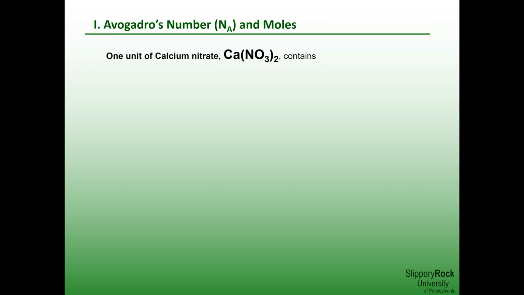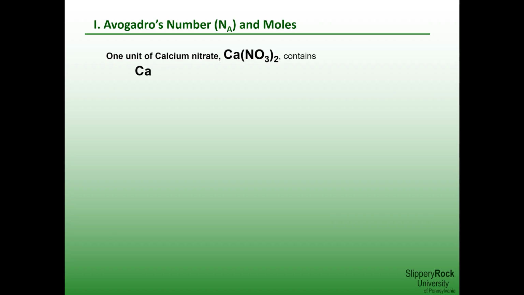Now that we understand what a mole is, let's apply it to a real chemical compound, calcium nitrate, written as Ca(NO3)2. First, let's break this compound down to the atomic level. 1 formula unit of calcium nitrate, Ca(NO3)2, contains 1 calcium atom, 2 nitrogen atoms, and 6 oxygen atoms. The formula tells us everything. We see the Ca, which stands for calcium, with no subscript.